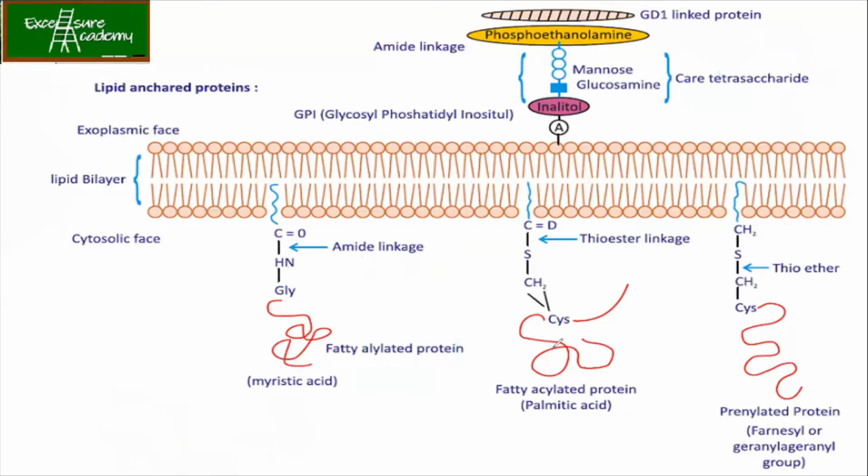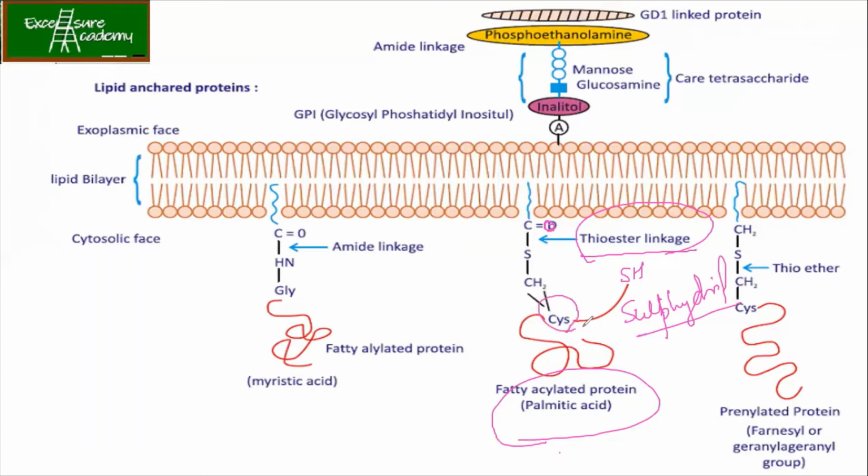In the next, we have palmitic acid. Again, palmitic acid has this O here, okay? Palmitic acid forms a thioester linkage. Thioester means you need to have a sulfhydryl group. Okay, this is your sulfhydryl group. Which amino acid has the sulfhydryl group? There is only one amino acid which has the SH group, and that is cysteine. Okay? So it forms a thioester linkage between the palmitic acid and the SH group of cysteine. So this is a fatty acylated protein with palmitic acid. This much clear? This is the first type and this is another type.